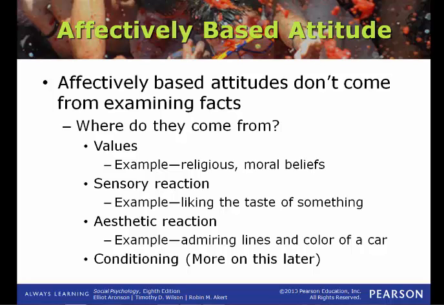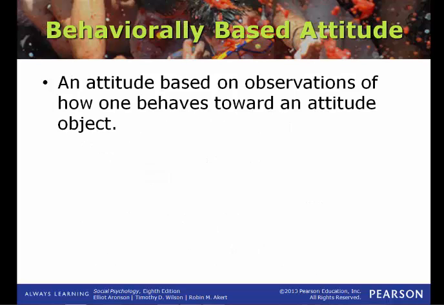Also, sensory reactions. So we like the way something tastes. We like the way something smells, right? You have sensory reactions. An aesthetic reaction is like, wow, that's beautiful. I enjoy looking at that. It's nice. Like, for example, the car. Maybe we just say it's an attractive looking car, right? And then conditioning, which we'll talk more about later, but I don't know how much of a background you have in operant and classical conditioning. We will very lightly touch on those, but affectively based attitudes can come from that as well.